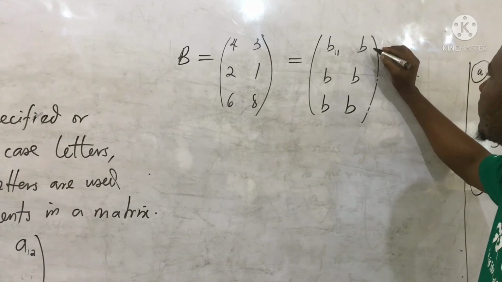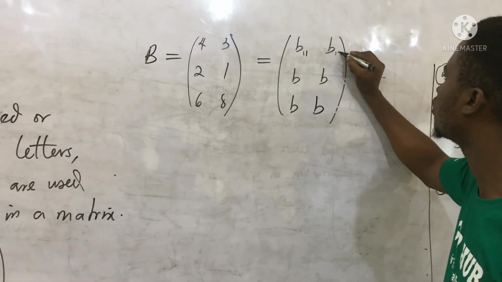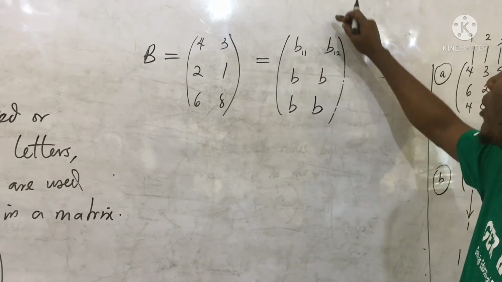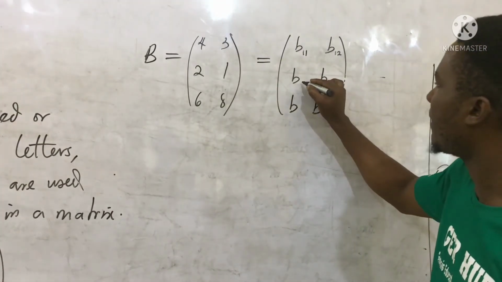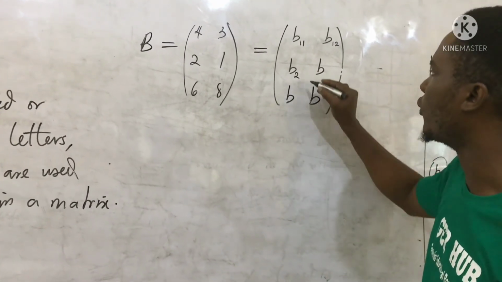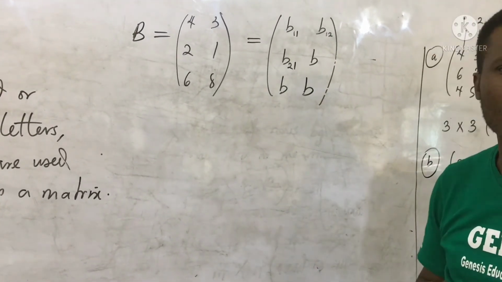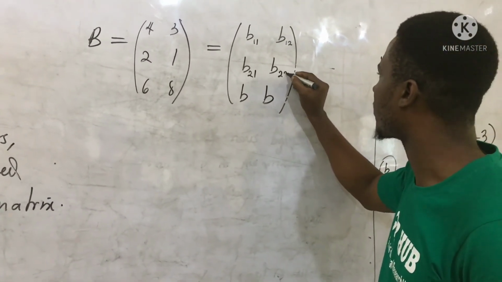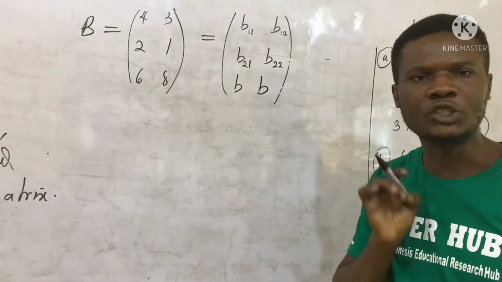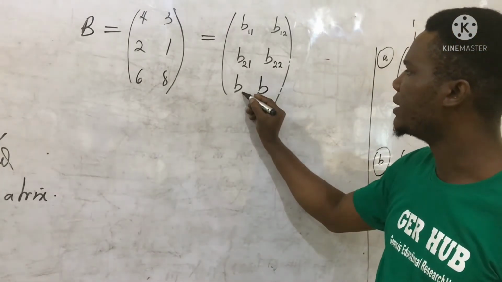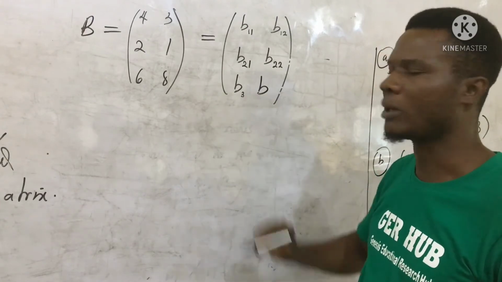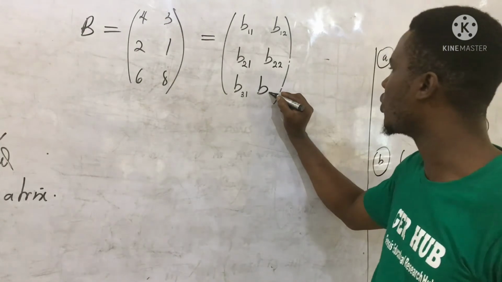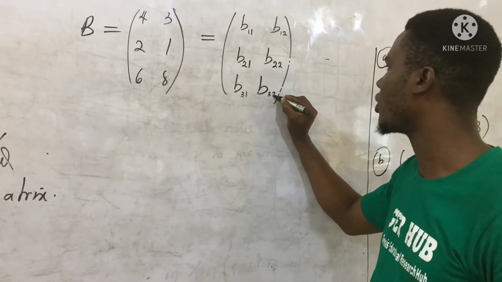This other B would carry the location number 1, 2, telling you that this particular B is found in the first row but second column. This particular B here is found in the second row, first column. So that would be B21. This particular B will be found in the second row, second column. So it makes it B22. Then this one here, the third one, is found in the third row. So I'm going to write 3 and the first column 1. While the last one here is found in the third row, second column.